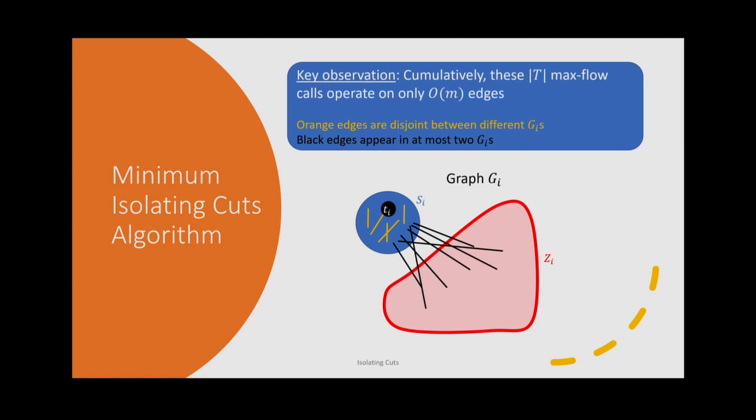So these orange edges only show up in one call for me, right? Every orange edge shows up exactly in one of the calls. The black edges show up in maybe two calls. Like if there's a black edge that goes from Si to Sj, it will show up in the ith iteration, it will show up in the jth iteration, but only two. So every edge shows up at most in two different calls. I'm running all these t min cuts on graphs whose edges add up to just twice the edges that I started with.